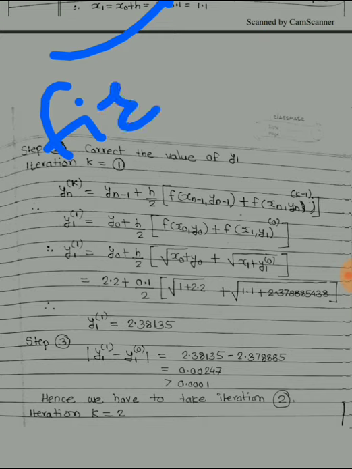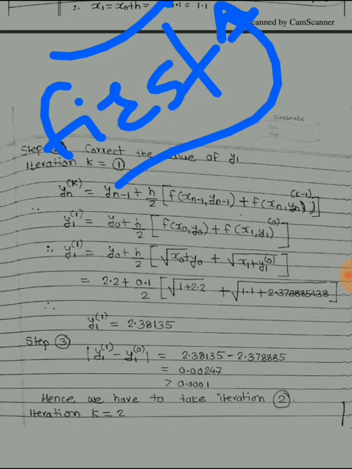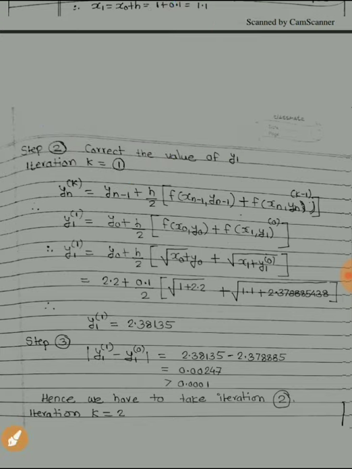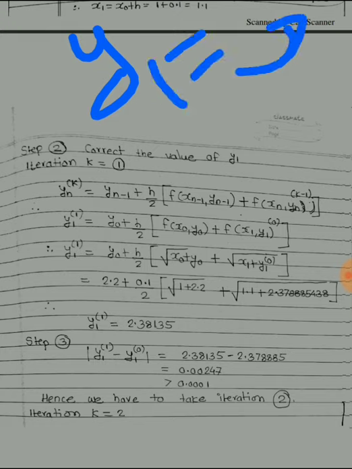First iteration is completed here. At the end of the first iteration I have got some value of y, that is y1 is equal to this much. Now my work is to correct this value of y1, right?